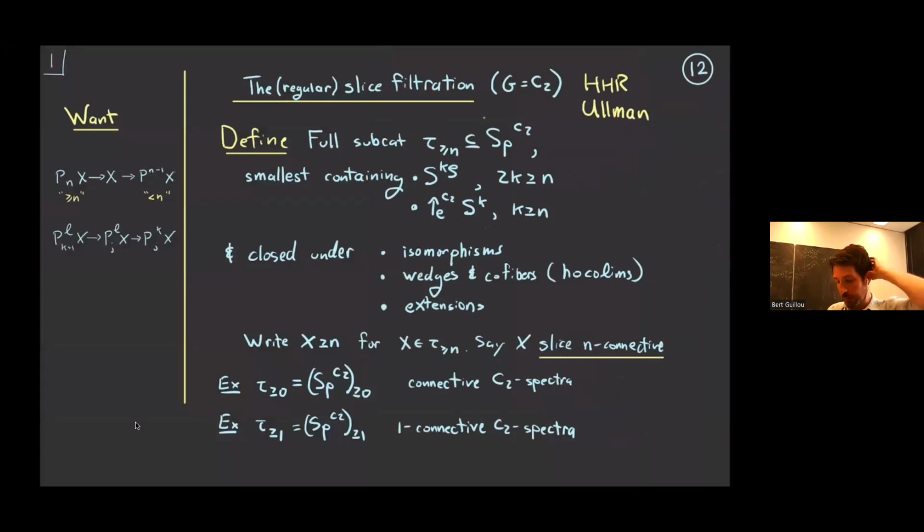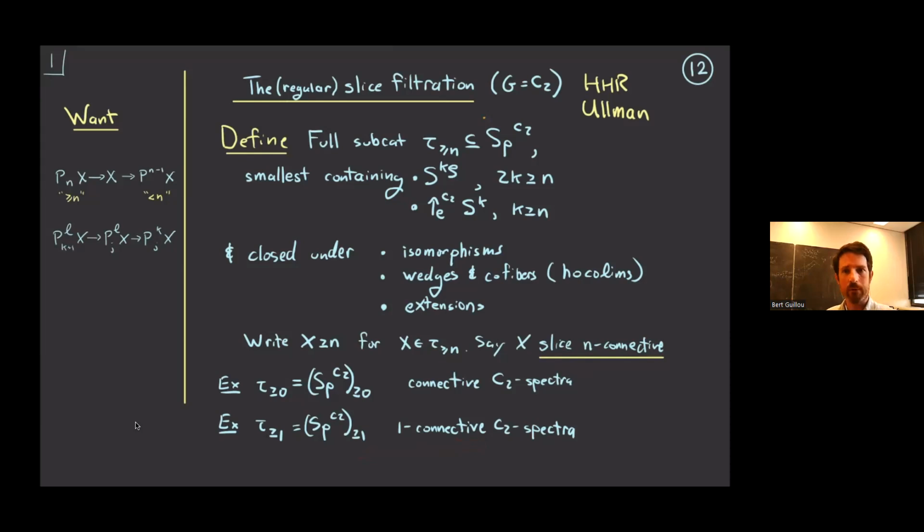This is not the same as N-connective in the usual sense, except sometimes it is. In particular, in degree 0 it happens to be the same. Being N-connective in this new sense, when N is 0, is the same as being connective in the usual equivariant sense, meaning that your underlying spectrum and your fixed point spectrum are both connective spectra. It's also true in the case of 1, but in other dimensions it's certainly not true.